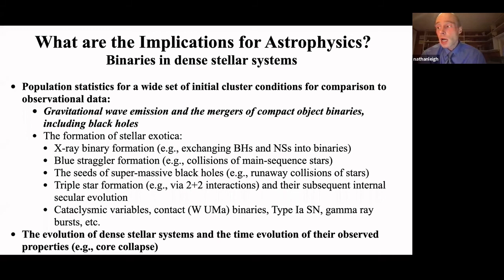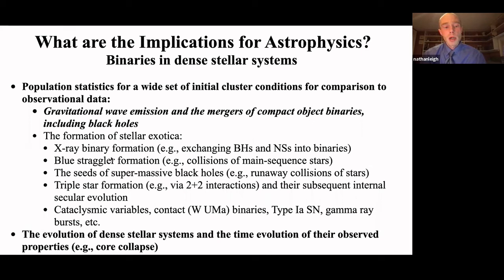And currently, no model for star cluster evolution can cover the entire parameter space relevant to real star clusters. So ours is the first method that can do so, while also including physical effects that other methods may have trouble capturing realistically. We can also predict the rates of formation of various types of stellar exotica, where either collisions are required or the exchange of a compact remnant into a binary system is needed, such as the formation of low mass X-ray binaries or millisecond pulsars, collisions between main sequence stars and blue straggler formation, and so on.